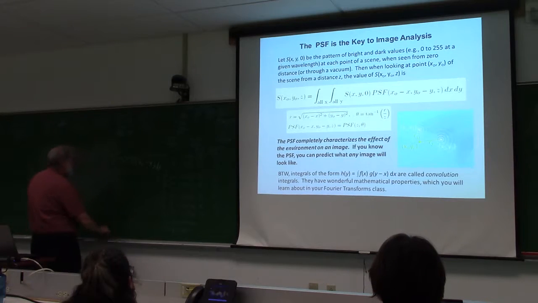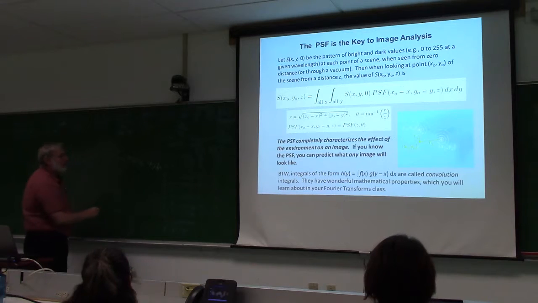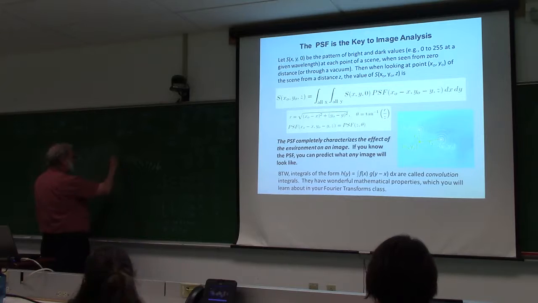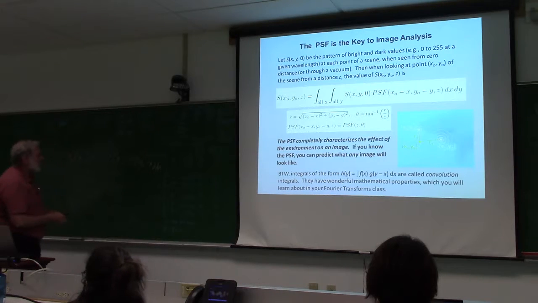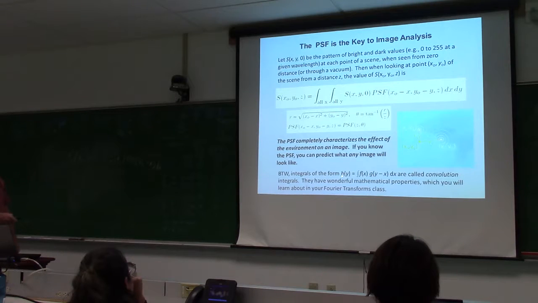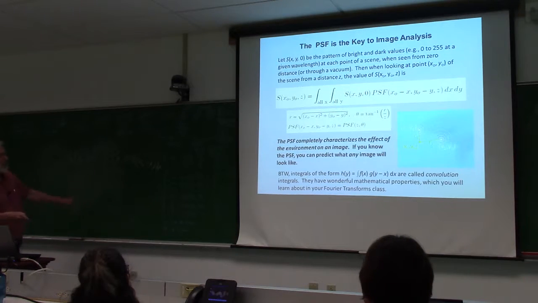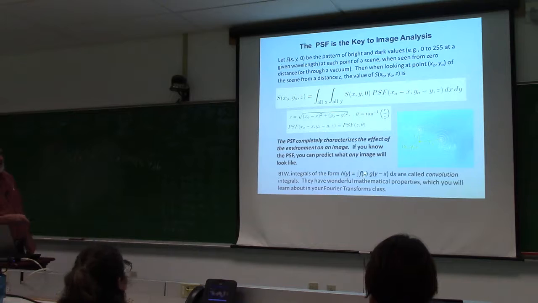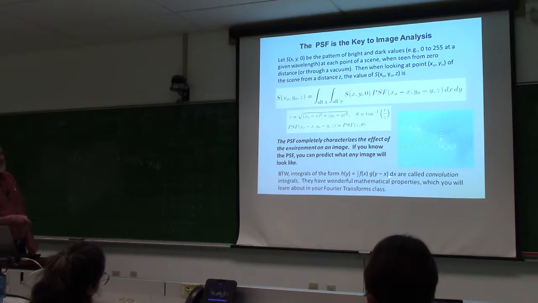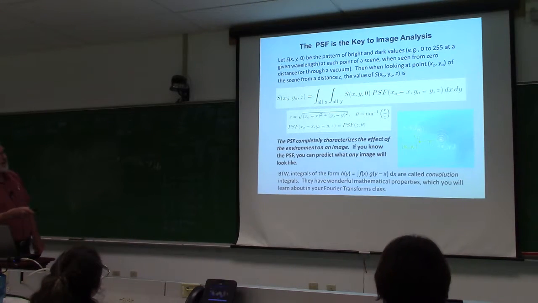Now, an integral of the form, some function here of, sorry, this should have been x. When you have an integral of the form I wrote here, that h of y is an integral of f of x and g of y minus x over dx. That's what we have here, two different forms. So here's the final thing, this guy, and then the difference.